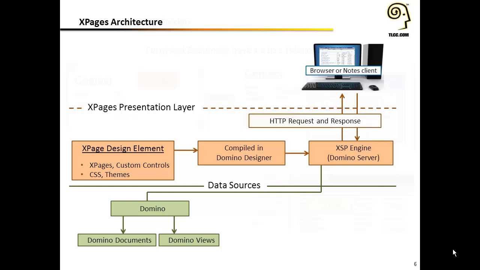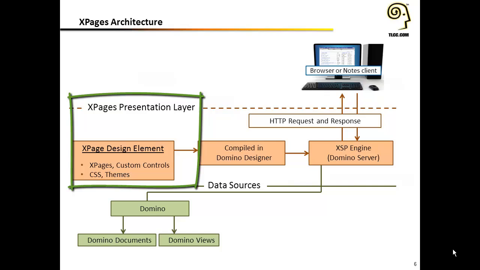In XPages architecture, we see that the forms and views don't play a role in the user interface and are not used in the presentation layer. The role of the forms and views is isolated in the data sources layer, where they are used to provide a data definition or a schema of what fields are available for a Domino document data source or what columns are available for a Domino view data source. The presentation layer in this architecture is dominated by XPages resources like custom controls and style sheets and themes and JavaScript libraries and so on. In other words, XPages own the glass in an XPage application.